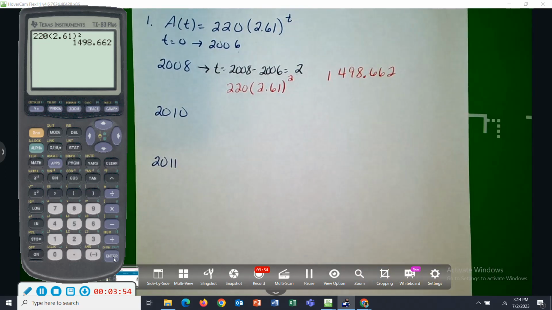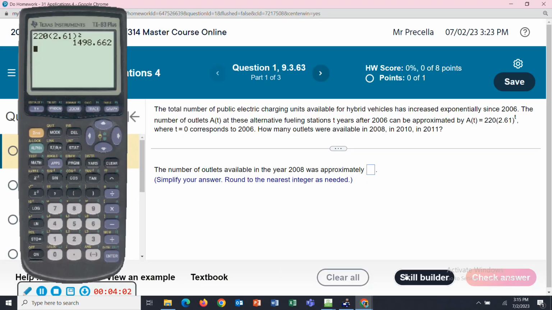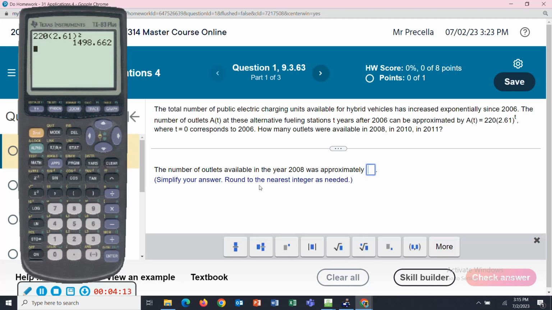1498.662. I didn't read how to round it, but I suspect they're going to want us to round to an integer because it wouldn't make sense to talk about 0.62 charging stations, right? The number of outlets available in the year 2008 was approximately, round to the nearest integer. So am I going to leave this as 1498 or should I make it 1499? The digit after the decimal point is a 6. So if it's 5 or bigger, you round up. So 1499.